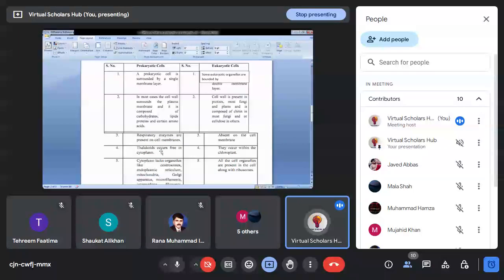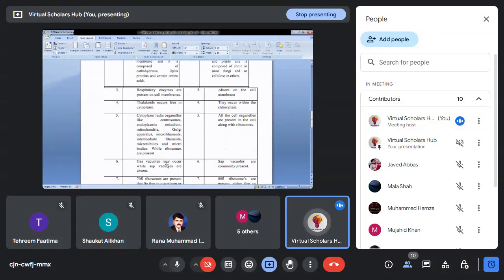And next, number four, thylakoids occur free in the cytoplasm. Thylakoid means actually the photosynthetic system and machinery. These are present in the cytoplasm region. These are also present in the form of membrane invaginations, but these lie in the cytoplasm region. But in the case of the eukaryotic cell, they occur within the chloroplast because the chloroplast, a proper membrane-bounded organelle, is present in the eukaryotic cell. And next, number five, the cytoplasm lacks organelles like centrosomes. No doubt these are non-membrane-bounded, but these are present in eukaryotes. These are absent here. And next, endoplasmic reticulum, mitochondria, etc.